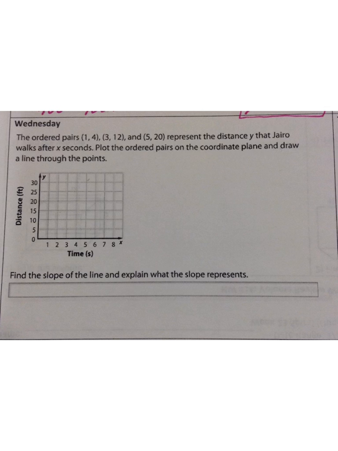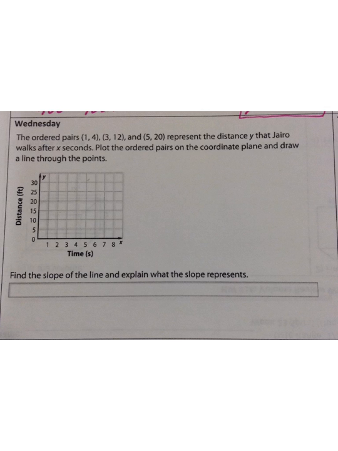Wednesday, the ordered pairs (1, 4), (3, 12), and (5, 20) represent the distance y that Hiro walks after x seconds. Plot the ordered pairs on the coordinate plane and draw a line through the points. After you do this, you're going to find the slope of the line and explain what that slope means, what it represents. So right now it's going to pause.